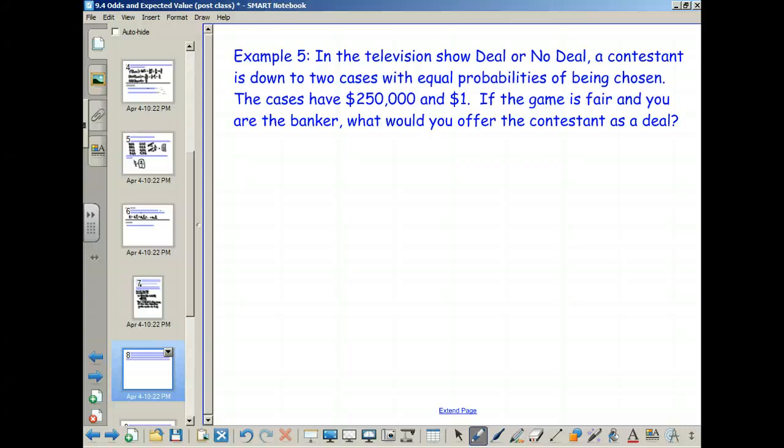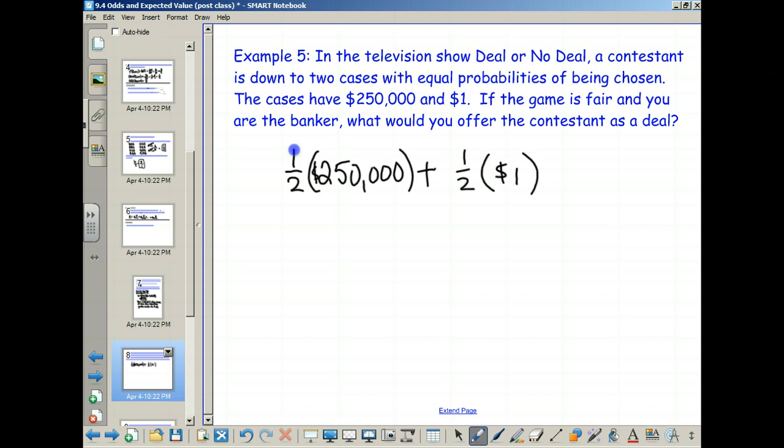All right, so if the game is fair and you're the banker, what do you offer the contestant as a deal? So, what is the likelihood that the $250,000 is in their case? A 1/2 probability of having $250,000 in their case. And they have a 1/2 probability, as in 1 out of 2 cases, of having a $1 in their case. Equally likely, right? So if we multiply 250,000 times 1/2 and 1 times 1/2, and we add these together, what do we get?